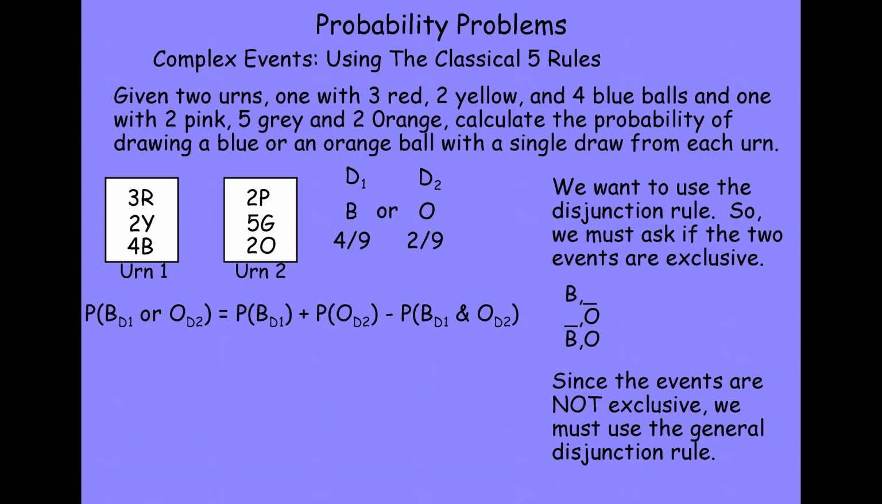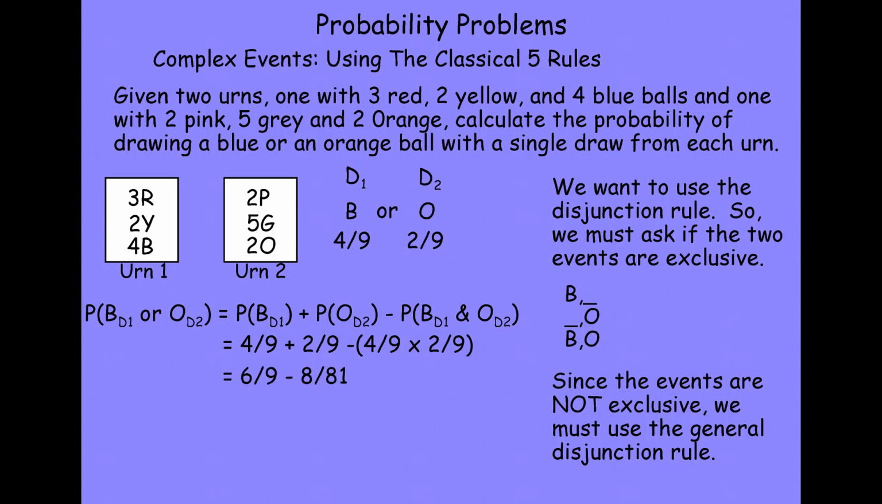So the general disjunction rule tells me that the probability of drawing a blue or an orange will equal the probability of drawing a blue plus the probability of drawing an orange minus the probability of drawing both a blue and an orange. So again, I just plug my numbers in here: 4/9, the probability of drawing a blue, plus 2/9, the probability of drawing an orange, minus 4/9 times 2/9, the probability of drawing a blue and an orange.